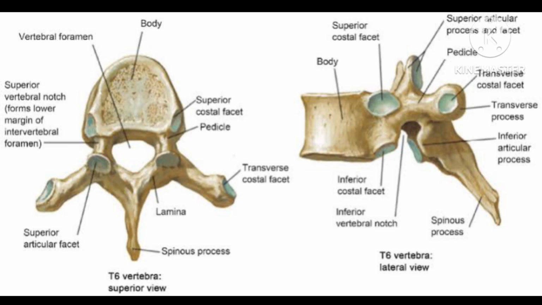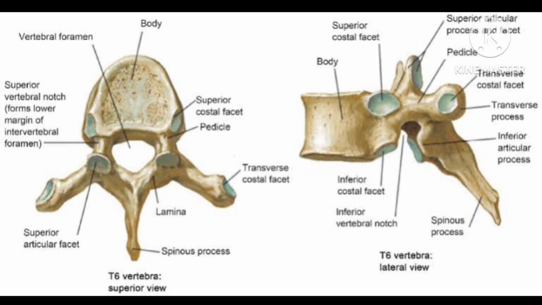Articular processes. There are two superior articular processes and two inferior articular processes, as we already know. Superior articular processes face backwards, laterally and upwards. Inferior articular processes face forwards, medially and downwards.